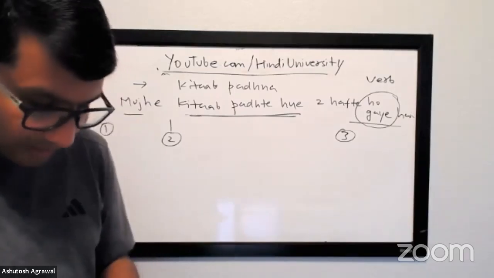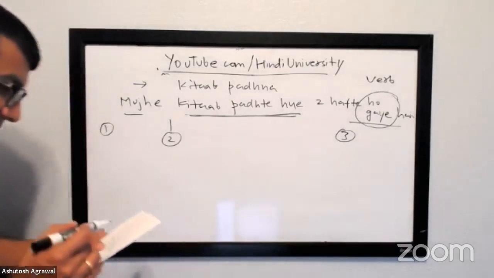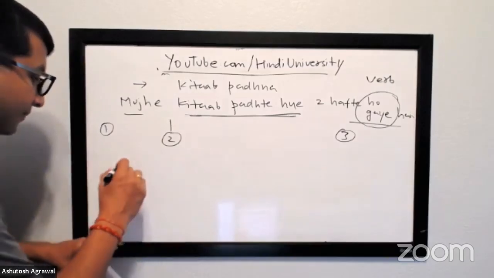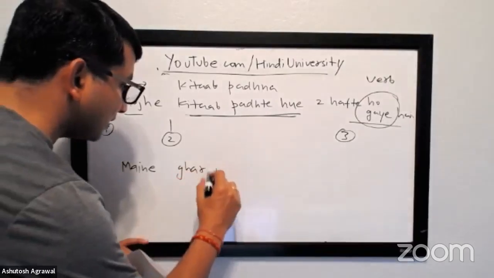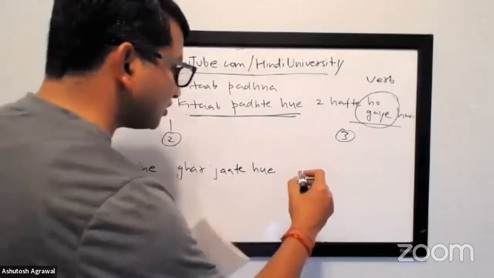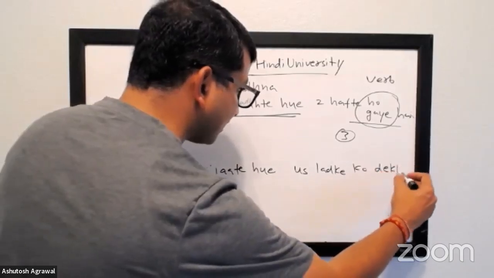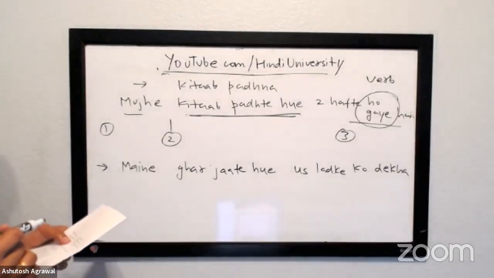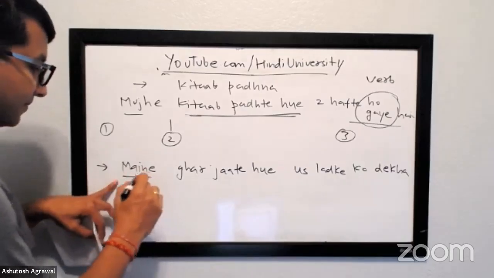Yeah. I'm going to write it down, since you mentioned word order, and we are right on time, but I'm still going to write it down. So imagine, and this is the example used by the author also: मैंने घर जाते हुए उस लड़के को देखा. What does it mean? While going home, I saw that boy.